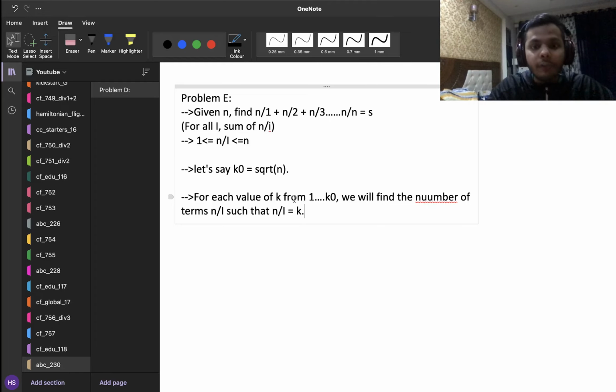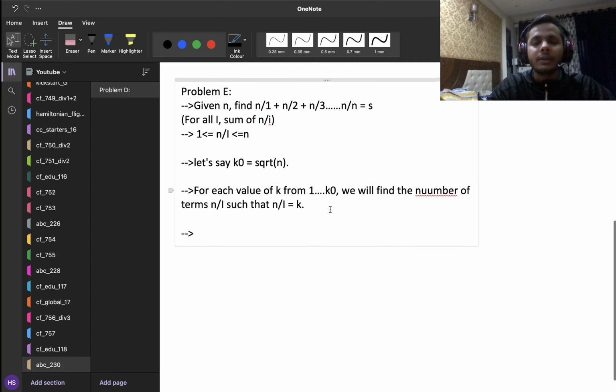So for any value of k, if I try to find the number of i's such that n by i is equal to k, and if that particular number is x, then I know that the contribution of k is going to be k times x, right? So let's try to find out the value x for all the values of k from 1 to k naught.